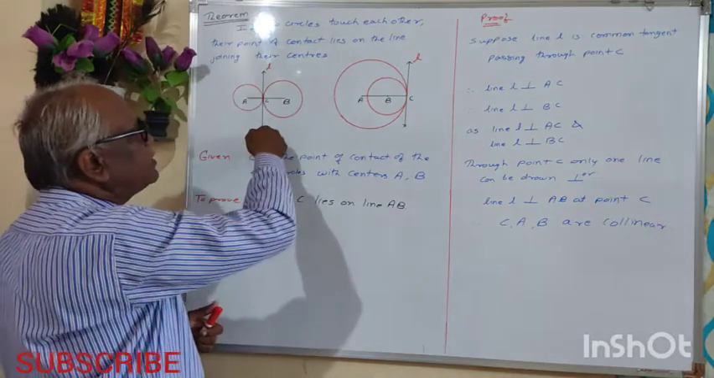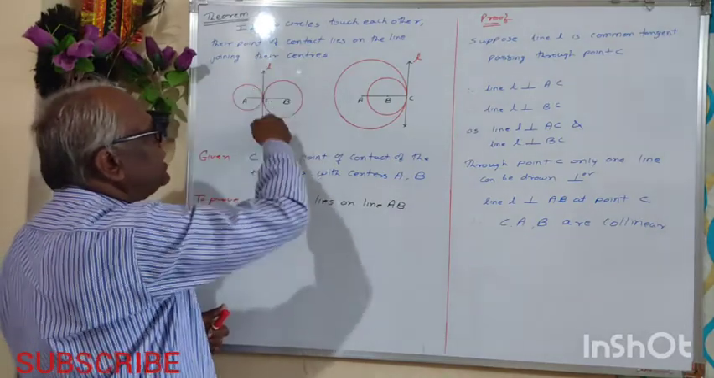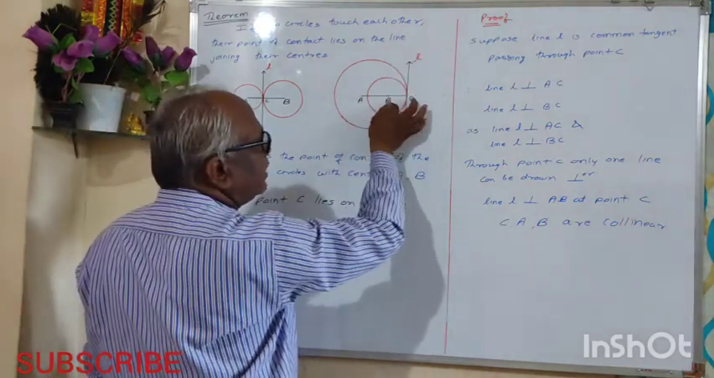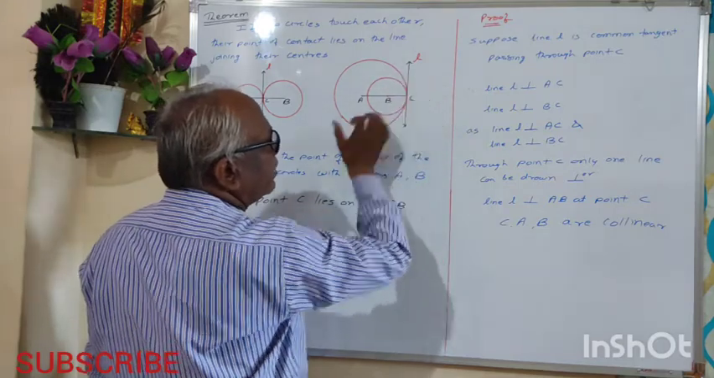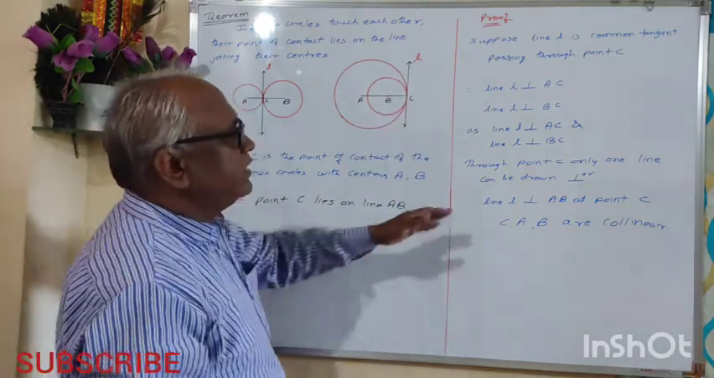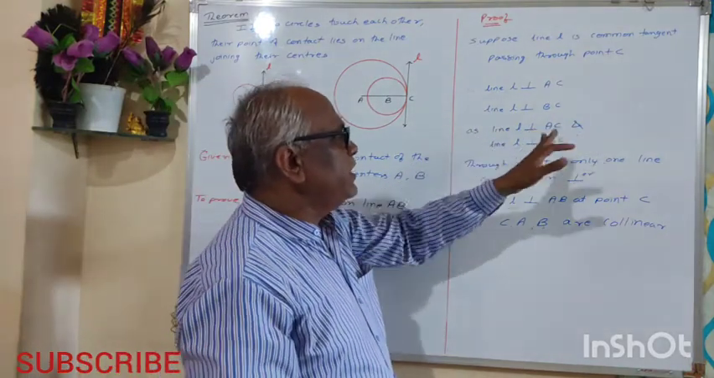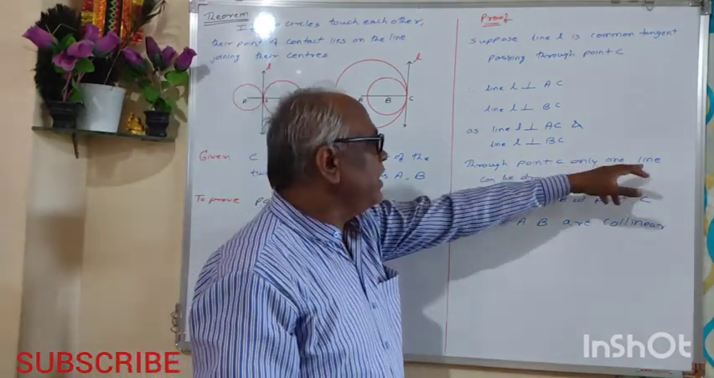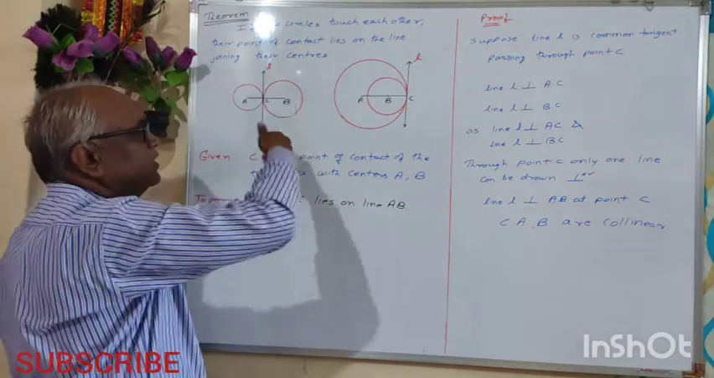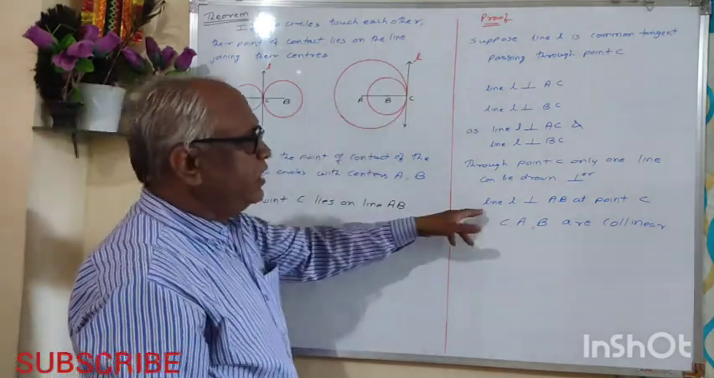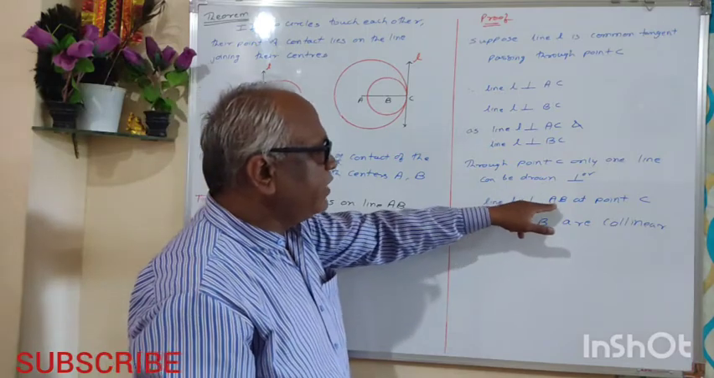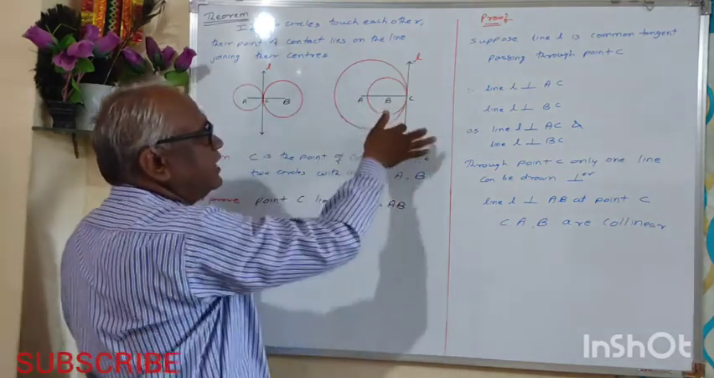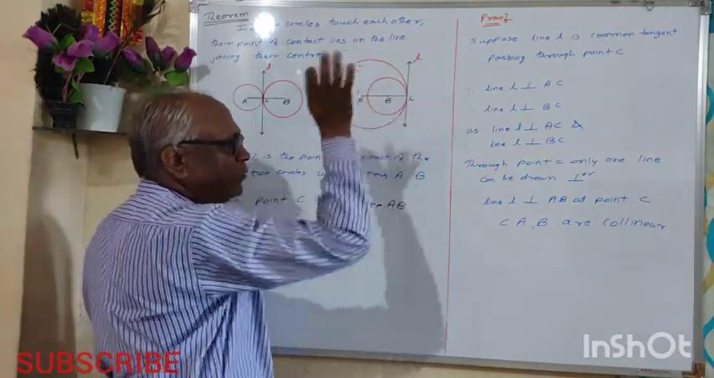Now here, line L is perpendicular to AC and line L is perpendicular to BC. Here also, line L is perpendicular to AB and line L is perpendicular to BC. As line L is perpendicular to AC and to BC, through the point C only one perpendicular line can be drawn, which we have drawn here. Therefore, line L is perpendicular to AB at the point C. Here also, line L is perpendicular to AB at the point C.